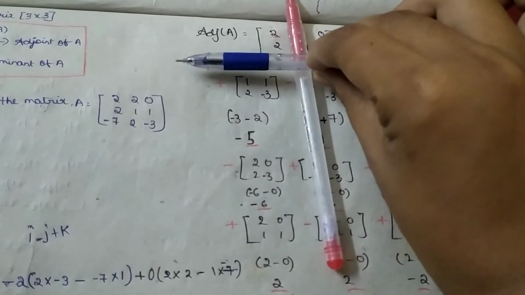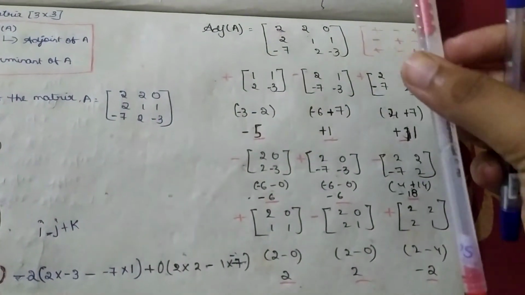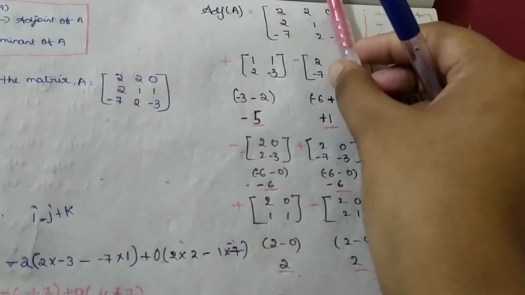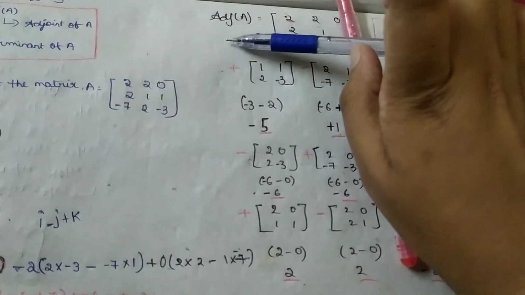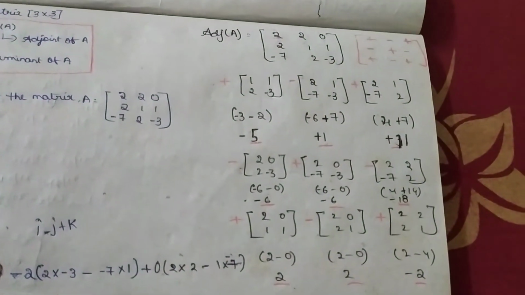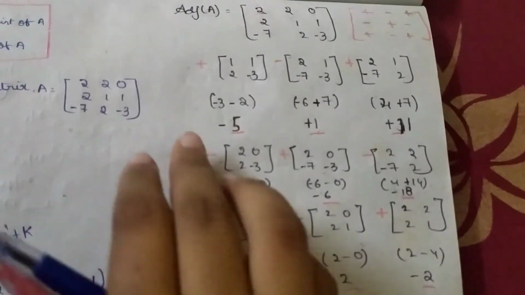What values are there? 2, 0, 2, 1. Again we are taking minus 3. So this column and this row are closed. So 2, 2, 2, 1 are left. So 2 1s are 2, 2 2s are 4, minus 4. So we got these values.